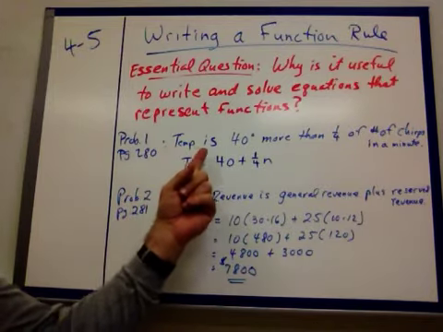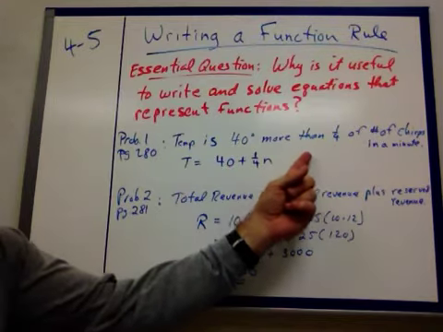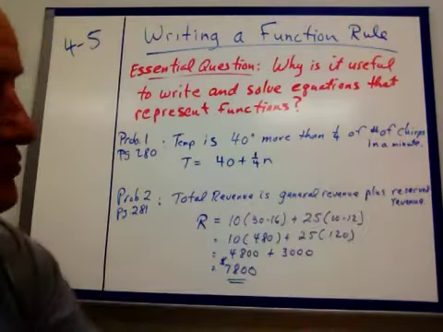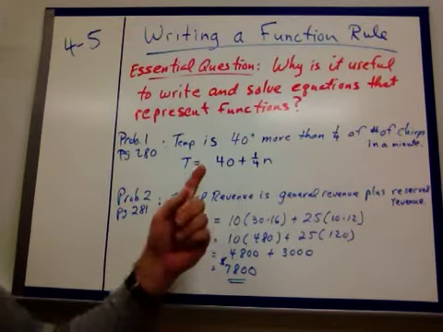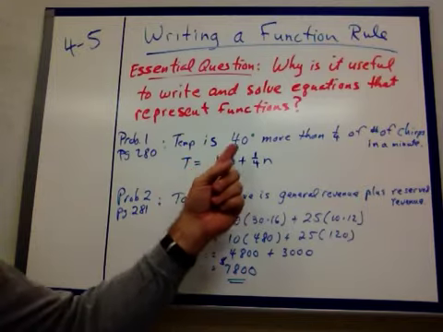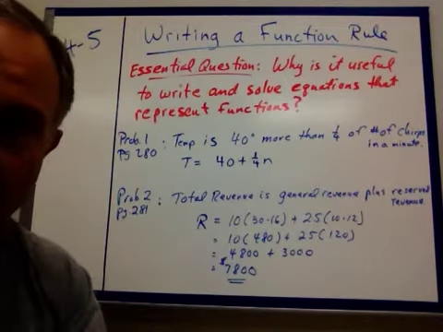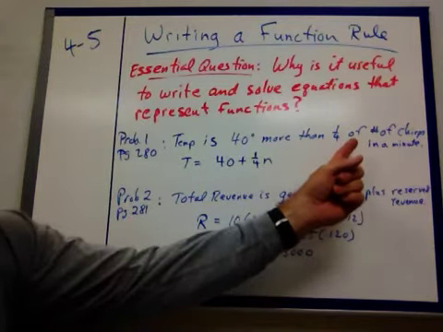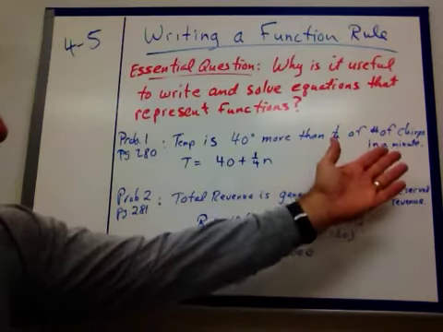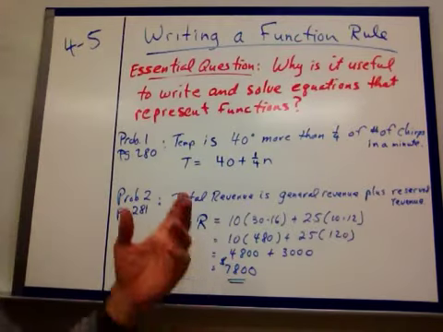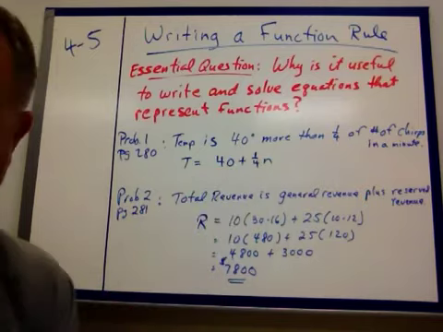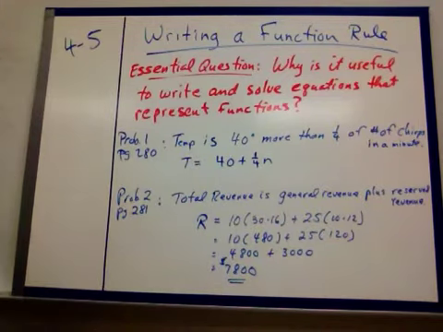They tell us that the temperature is 40 more than 1/4 of the number of chirps in a minute. Okay? So I'm going to call temperature T. Is, we know, means equals. 40 more than, you're going to add 40. So it's 40 plus 1/4 of, which means to multiply, the number of chirps in a minute, which I called N. So if we knew how many chirps in a minute, or if we knew the temperature, we could backdoor it in. Either way, we could solve for T or N, knowing one or the other. Okay, but that is the function rule, the equation to solve that.